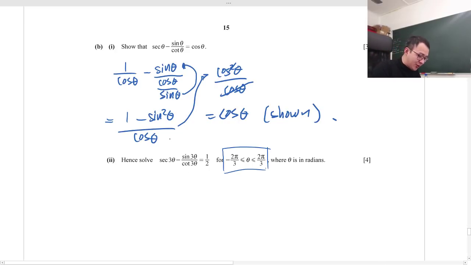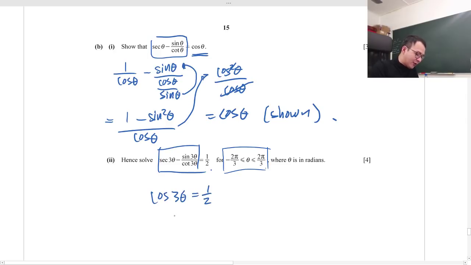But let's do this one. You can realize this one and this one is very similar. The only difference is the angle, the theta, they change to 3 theta. So therefore, my cos I will change to 3 theta as well. Alright, so 3 theta equals to, I move my cos to the other side, I should get pi over 3. Alright, cos get positive in the first quadrant and the fourth quadrant, which is pi over 3, sorry.